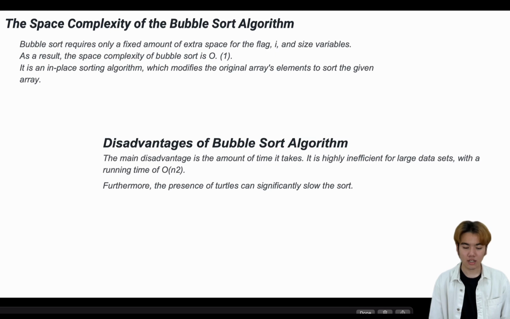Disadvantage of bubble sort algorithm: the main disadvantage is the amount of time it takes. It is highly inefficient for large data sets, with a running time of O(n^2).